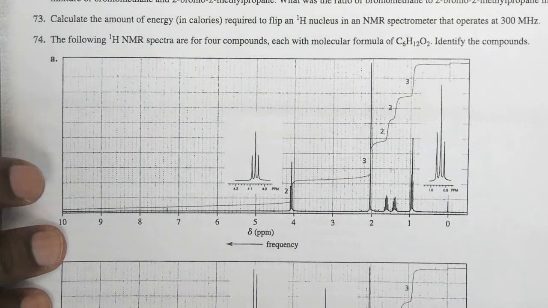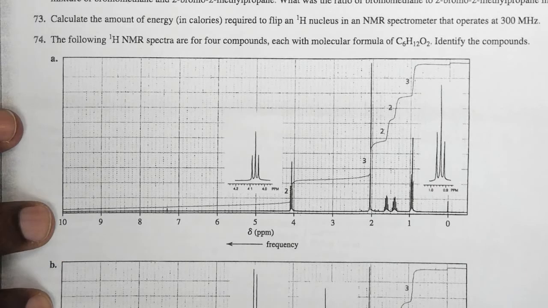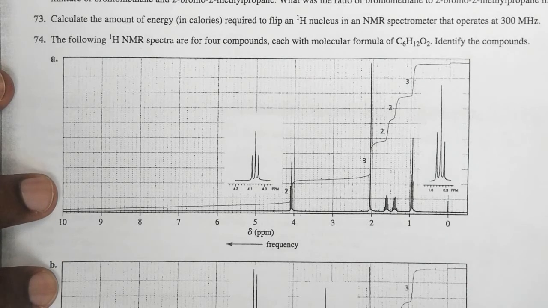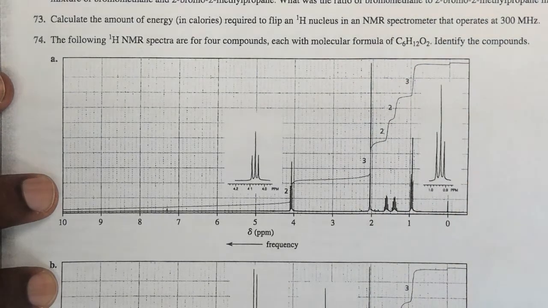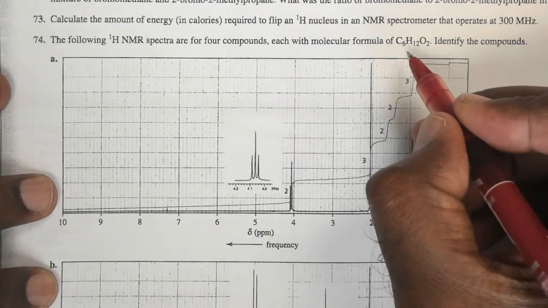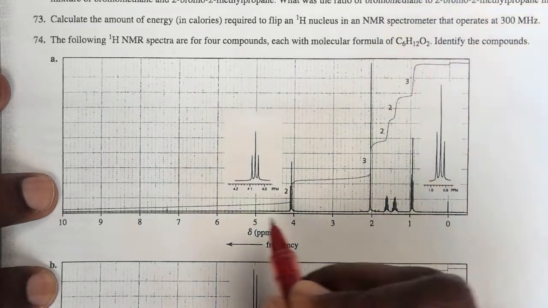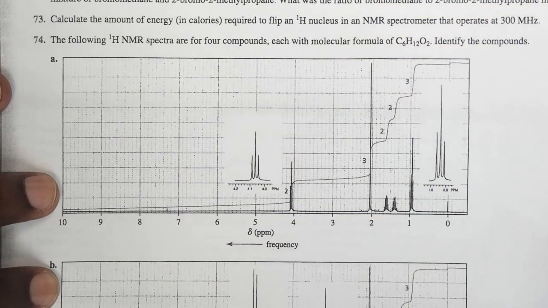Right, students, let's take a look at two more NMR spectra, and both of these have the molecular formula C6H12O2. I'll show you another two in a follow-up video, but we'll tackle two in the first instance. So this molecular formula, C6H12O2, and we have these groups.